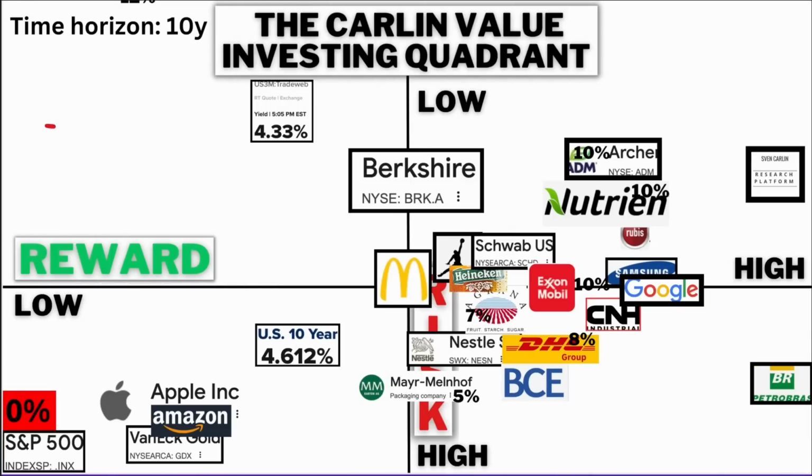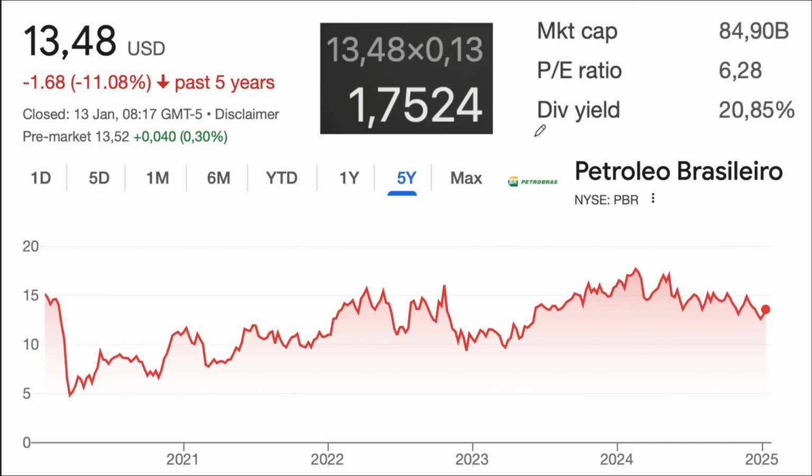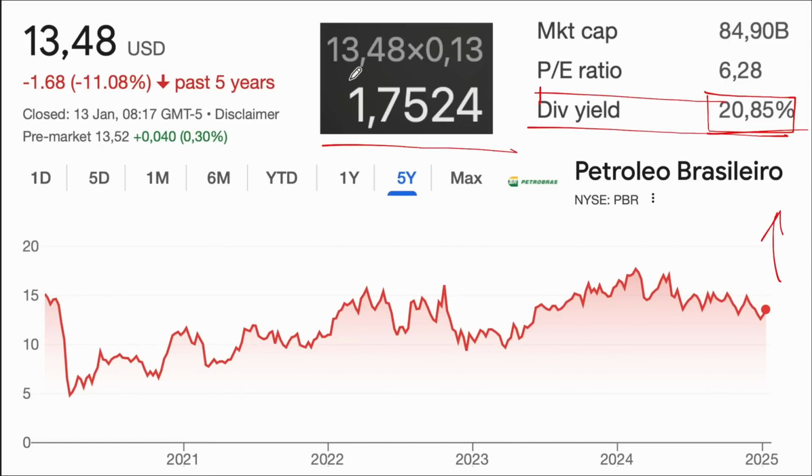Okay, if we go back to the quadrant, we have Petroleo Brasileiro, so Petrobras, the Brazilian company, and that is another dividend company. The dividend yield will not be 20 going forward. If oil prices go up, given the current situation, then it might be even 20. But their estimation is for a dividend of $1.75 going forward, thus a yield of around 13% going forward.